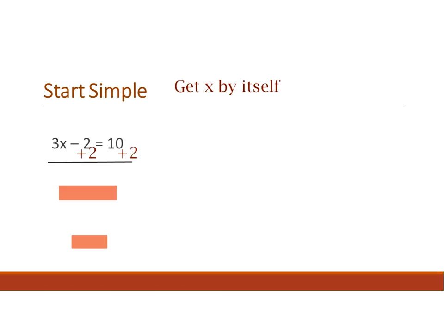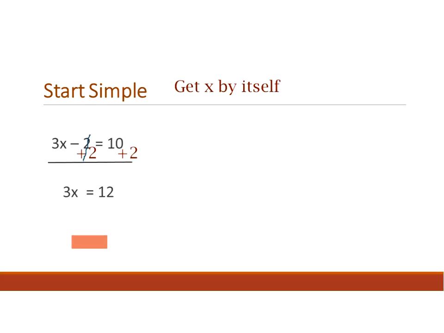When I do that, the minus 2 and the plus 2 go to 0. And then I simply bring down what I have left. So the 3x comes down, the equal sign comes down, and 10 plus 2 equals 12.